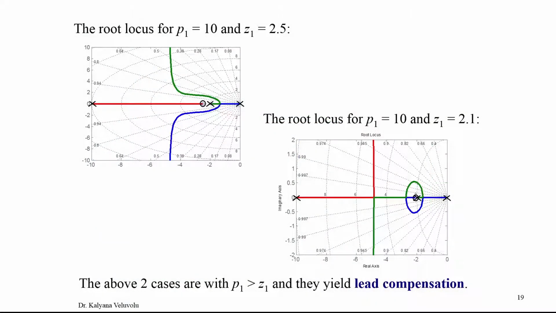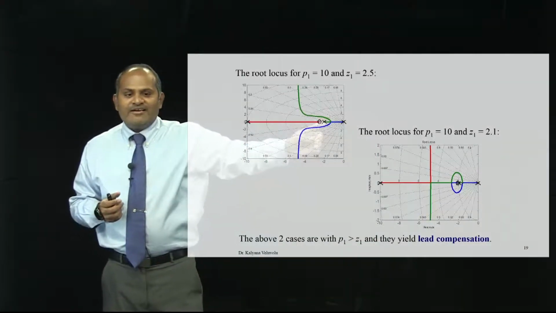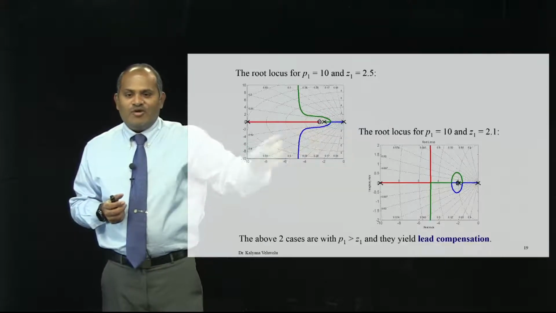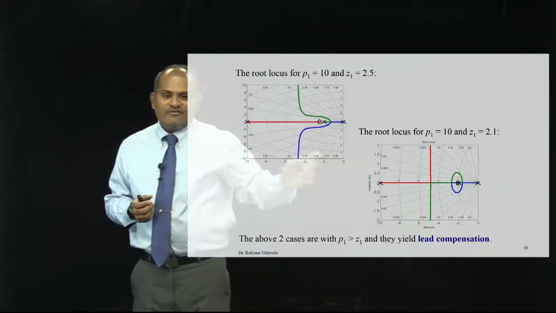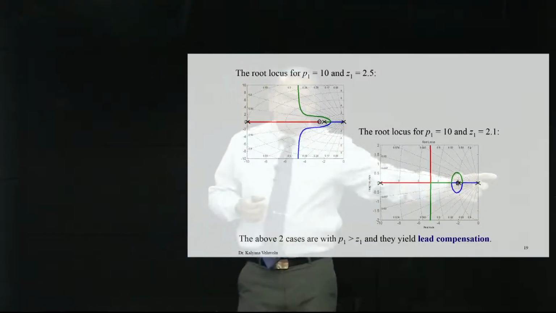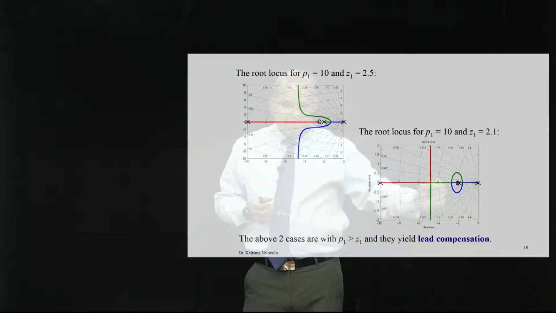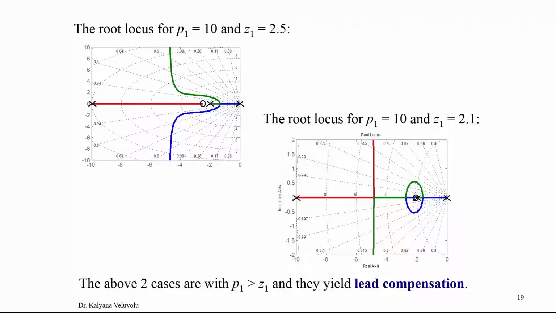When I place this pole very close to the 0, this pole gets attracted to this 0. Since this other pole is very far away, these 2 poles come, break away, break in, this pole goes here, and the other pole comes here, again break away. So in this one, it's a bit complicated because there is 1 breakaway, 1 break in, and one more breakaway. So you have 2 breakaways and 1 break in.